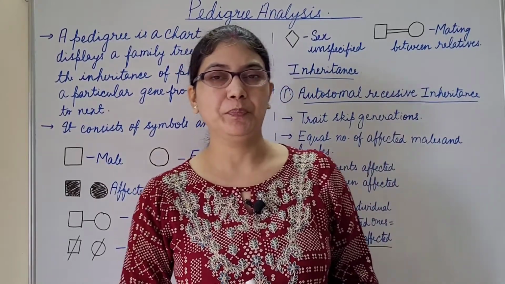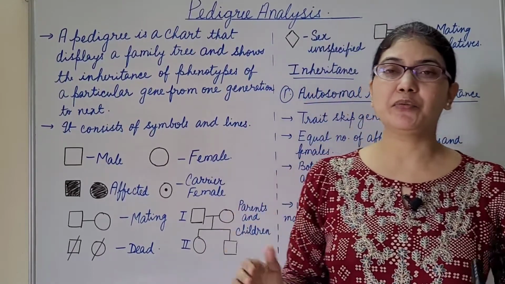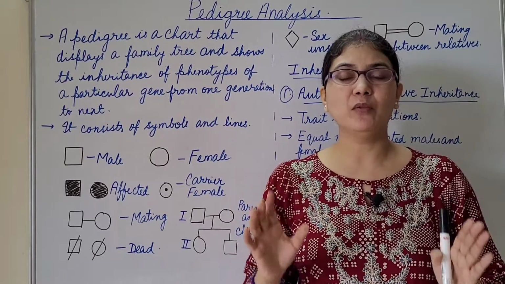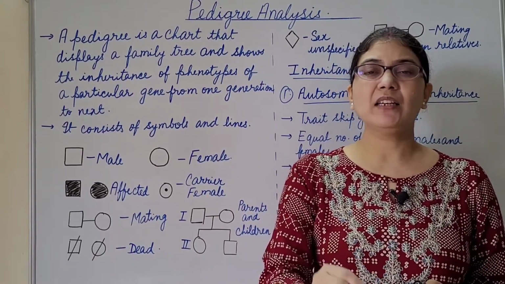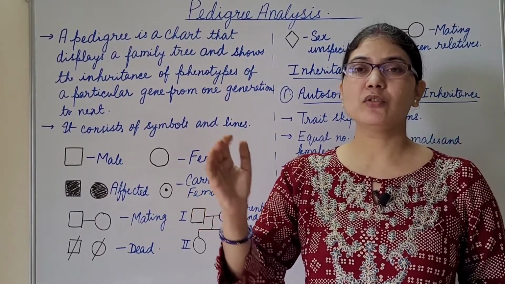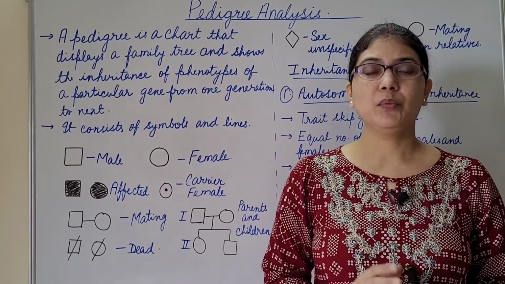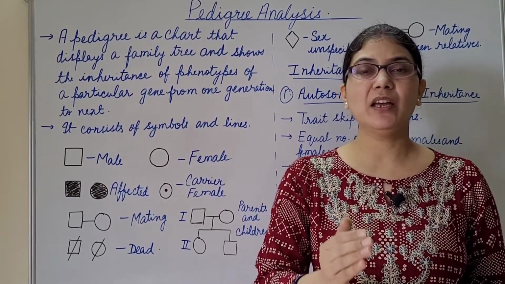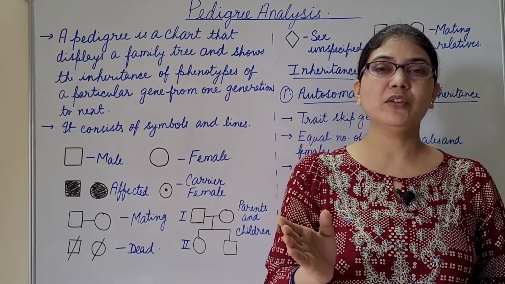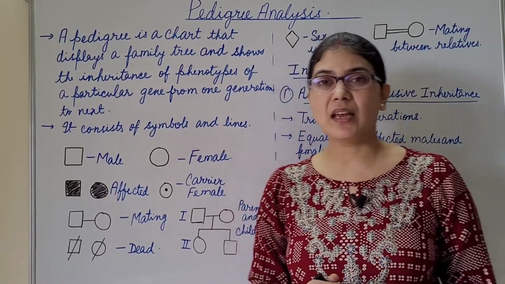What is a pedigree? It is a chart that displays a family tree and shows the inheritance of a phenotype or a trait that is controlled by a particular gene from one generation to the next. Using this pedigree analysis, we can get an idea of the inheritance of any disease or trait from one generation to the other. It consists of symbols and lines.